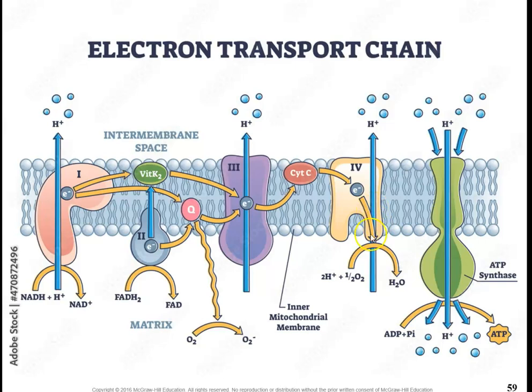You'll note here at complex 4 that 2 hydrogen ions plus a half O2 goes to H2O. What you need to know about this is that these electrons that have been shuttled in and shuttled across these complexes eventually go to oxygen, and water is produced. Oxygen is the final electron acceptor in the electron transport chain.